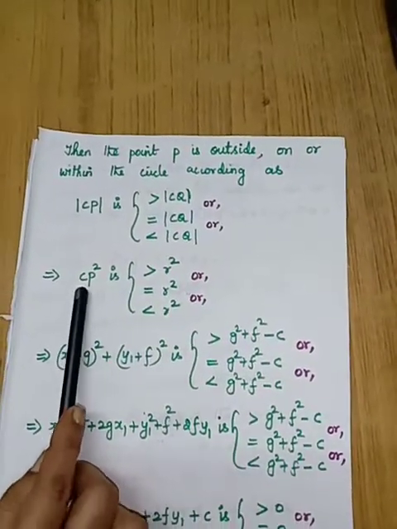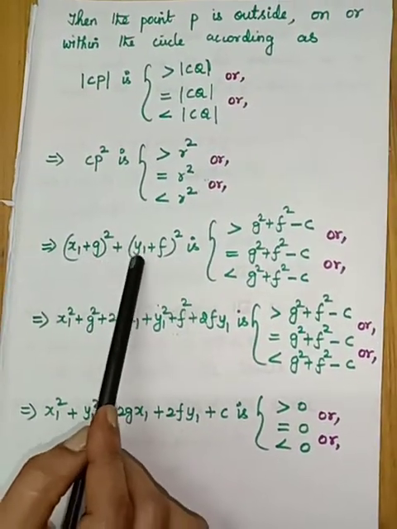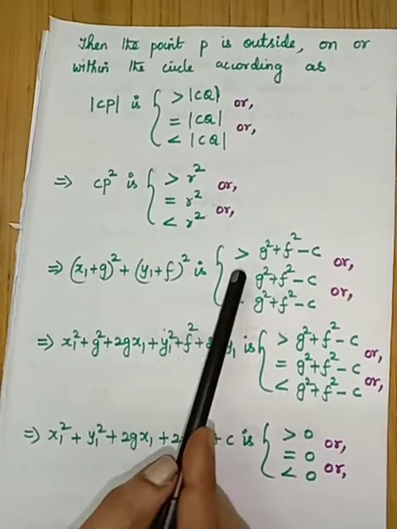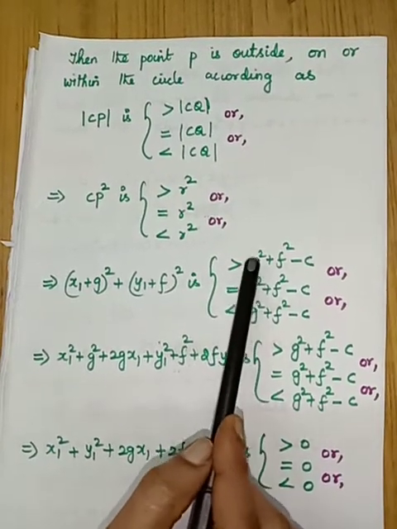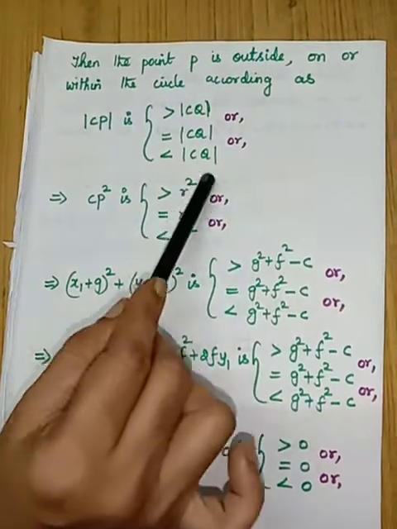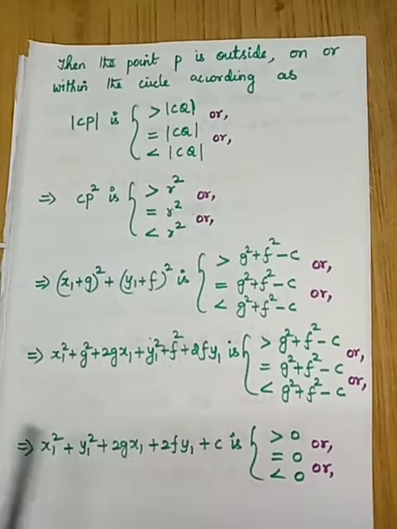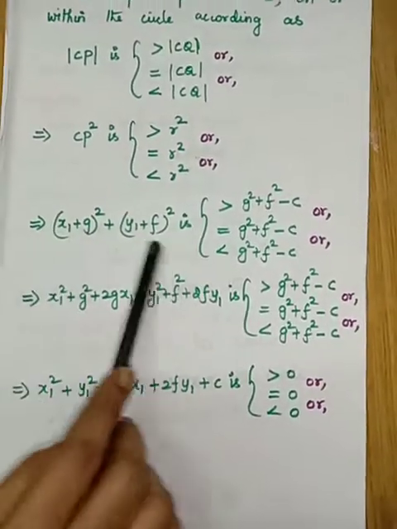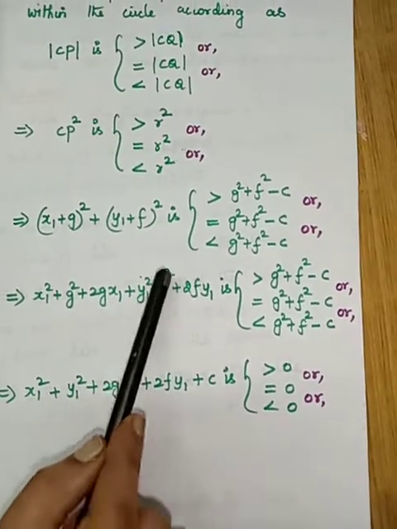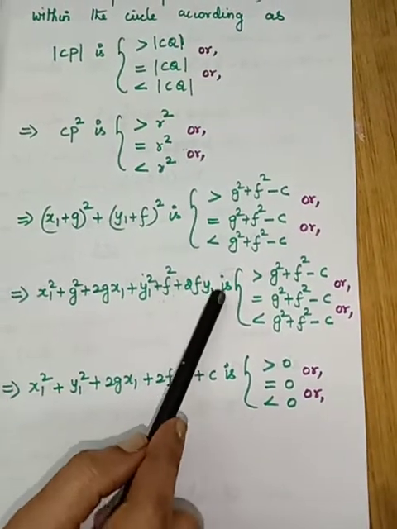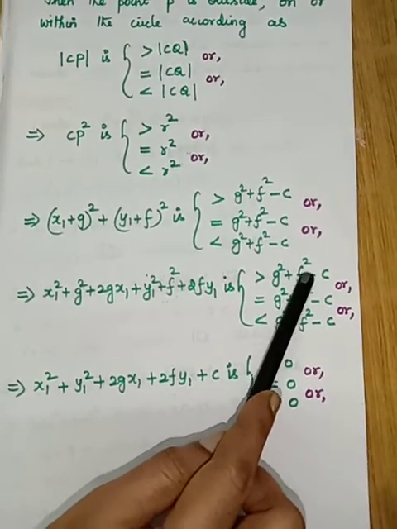Here what is needed is CP squared, so I didn't write the square root: (x1 plus g) the whole square plus (y1 plus f) the whole square. What is the radius of the circle? It is the square root of g squared plus f squared minus c. Here we have R squared, so I didn't write the square root. So you will get three types; any one of them will come. While expanding, we get x1 squared plus g squared plus 2gx1 plus y1 squared plus f squared plus 2fy1, which is greater than, equal to, or less than g squared plus f squared minus c.